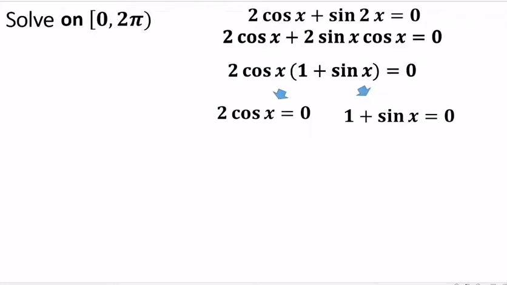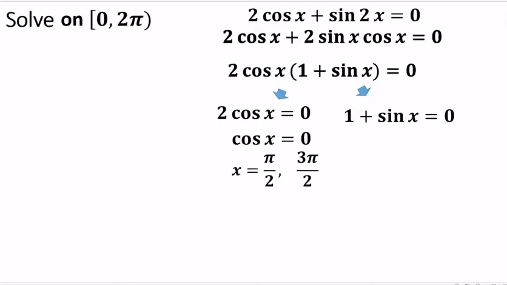Solving the equation on the left, we divide both sides by 2. Cosine of x equals 0. To find the answer to cosine of x equals 0, we are thinking of the angles on the unit circle where the x-coordinate is 0. This occurs at pi over 2 and 3 pi over 2.